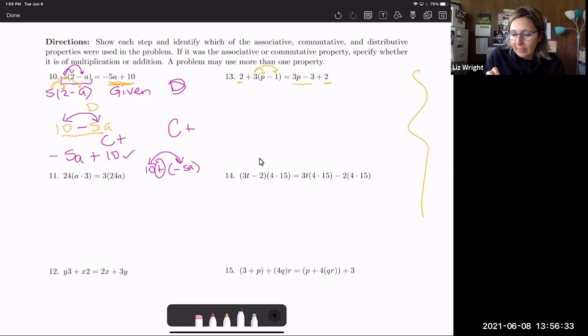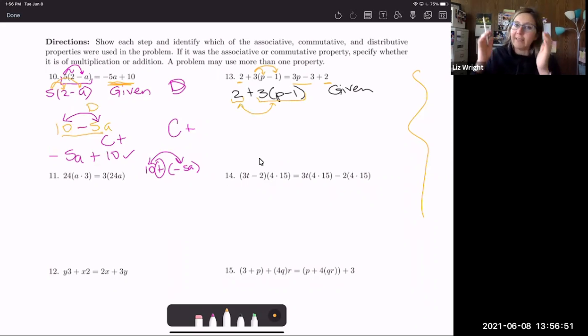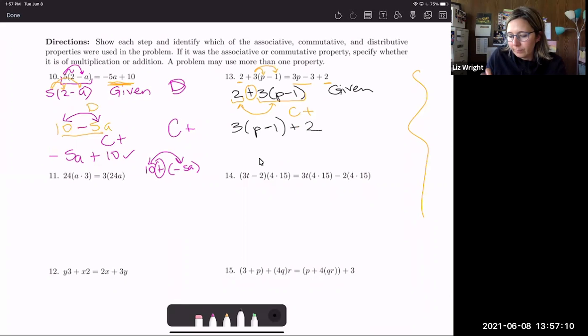The more efficient way is, let's go ahead and start with our given. So we're going to write 2 plus 3 times p minus 1, and this is given. This is what we're starting with. And I'm going to take this chunk and this 2, and I'm going to trade places because we can totally do that. We're taking that entire quantity and the 2, and we're trading places across that addition sign. And so that is going to be the commutative of addition. And then we are going to get 3 times the quantity of p minus 1 plus 2.